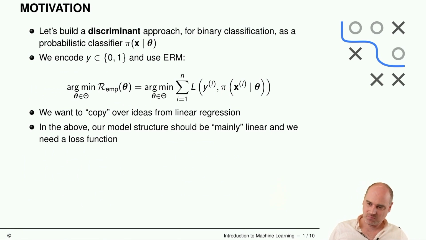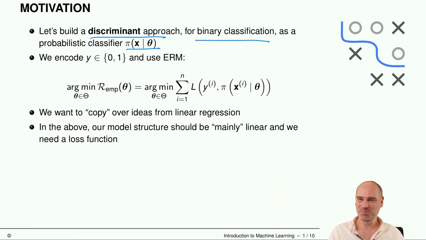Our motivation to build logistic regression step by step from scratch, so to speak, is to follow this discriminant approach. So we want to construct a model for binary classification, and we want to specifically construct a probabilistic classifier because we like things being probabilistic. So we'll just choose an encoding. I'll encode classes as 0, 1, and I do want to use ERM because I've said I want to follow this discriminant approach. So the idea is to work with this template structure here.